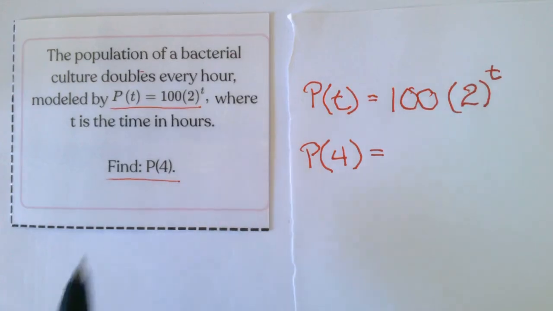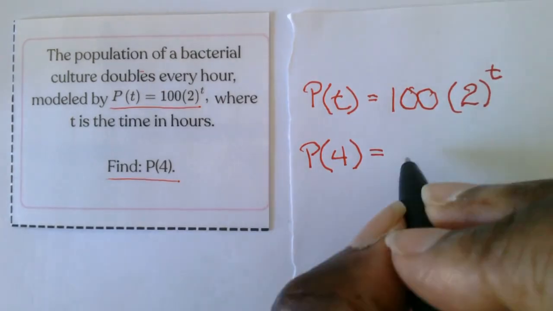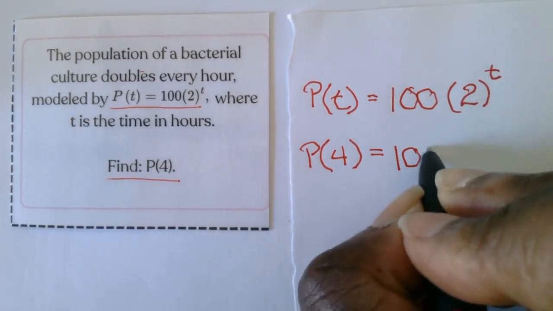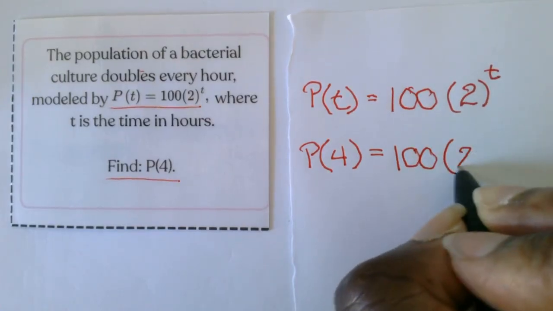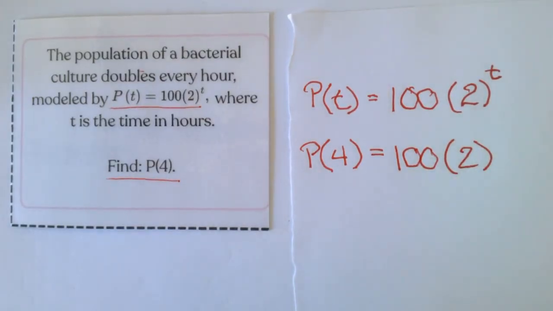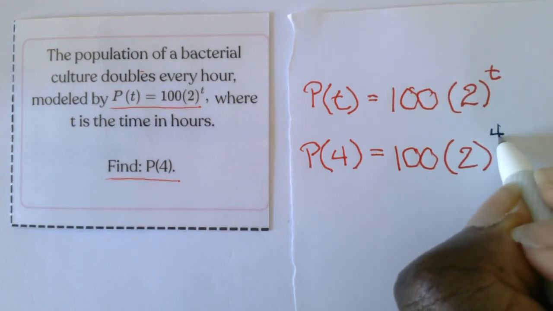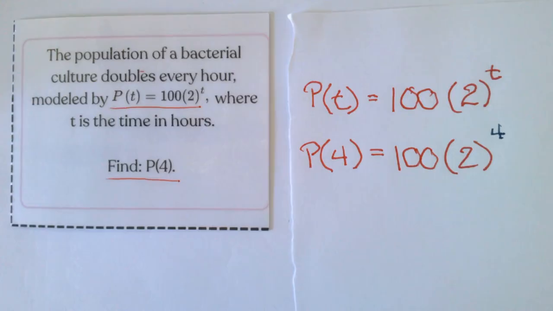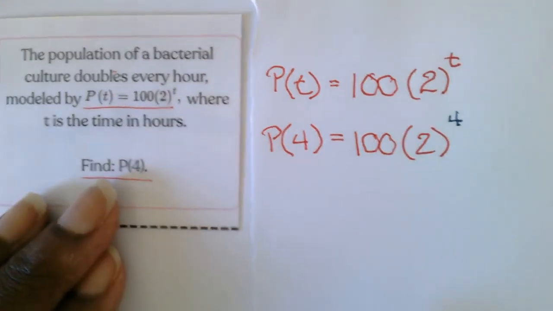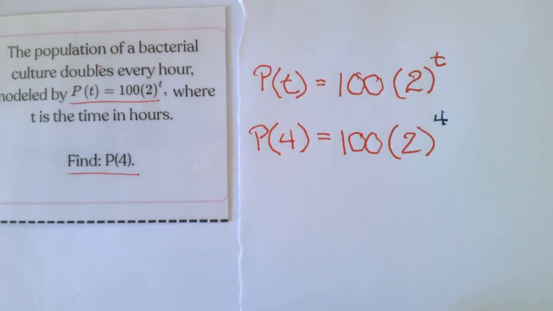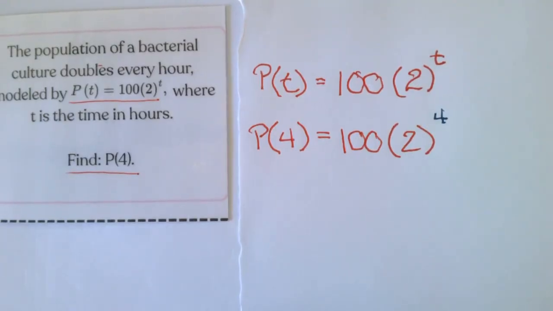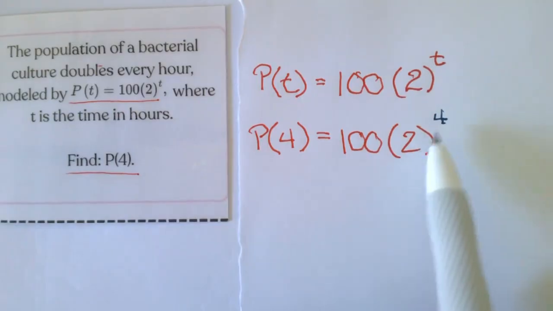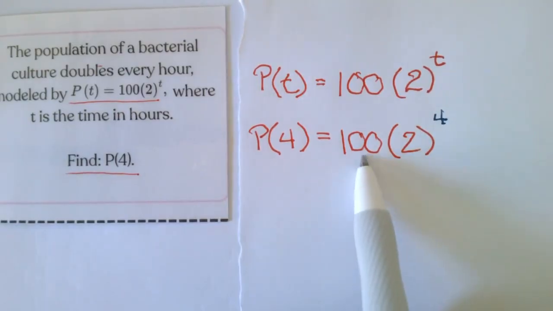Okay? So now we're plugging in. There you go, Dom. So we have our 100 times 2 raised to the T. And the T is 4. Guess what we're doing again? This is function notation. Now we're still doing order of operations. So what do we do first? There we go. We gotta do the exponents before we do the multiplying.